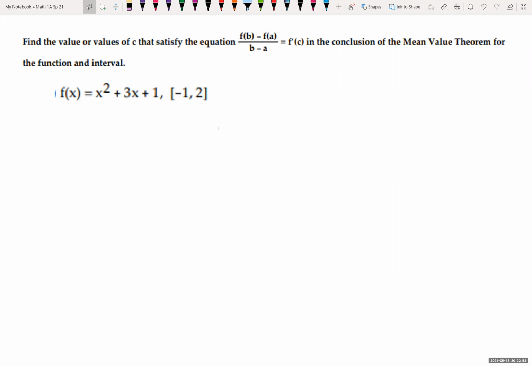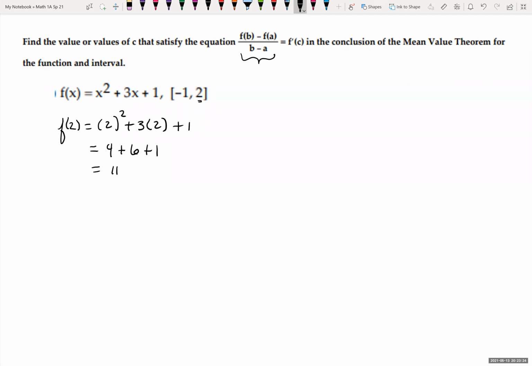And so if I look at this, f of b minus f of a, this has to be a continuous function in order for this to be true. So let's look at what is f of 2. If we go back in here, plug in 2 wherever we see an x, we can find f of 2. So we get 2 squared is 4, plus 3 times 2 is 6, plus 1. So we get back 11.